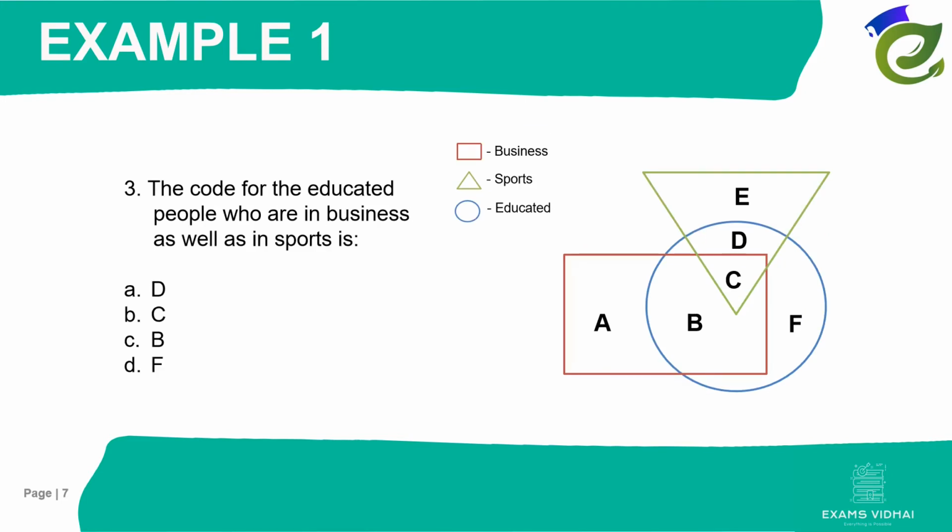Moving on to the next question. The code for the educated people who are in business as well as in sports is. So here we need to find the area representing those people who are educated and into business as well as sports. This is simply the intersection of the three sets. So we need to find the area of intersection of the triangle, the circle and the rectangle, which is the shaded region. So from this we get the code representing this area as C. Hence the correct option would be option B.